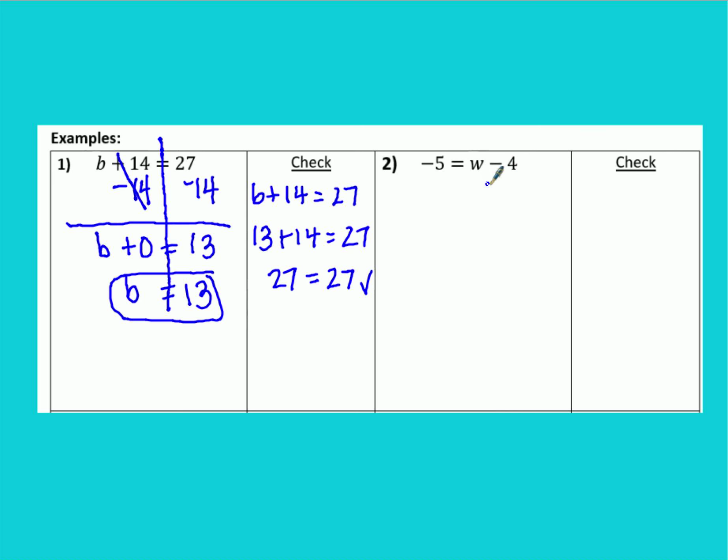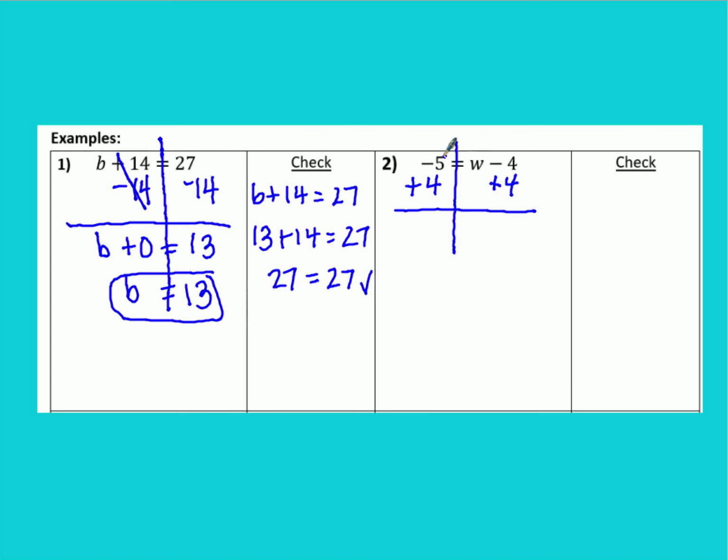Now in example 2, we have negative 5 equals w minus 4. So in this case our variable is w, and it's being subtracted by 4. So we just need to do the inverse of that. So the inverse of subtraction is addition, so I'm going to add 4 to this side. But whenever you do one thing to one side of an equation, you need to do it on the other. So I'm going to add 4 over here as well. I'm going to draw a line to move on to my next step.